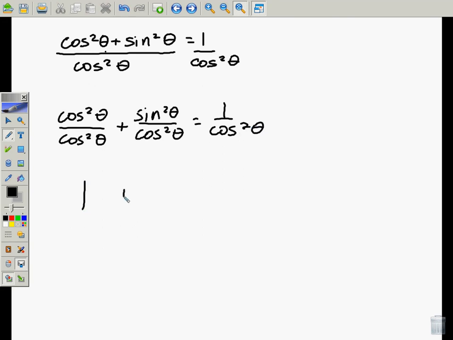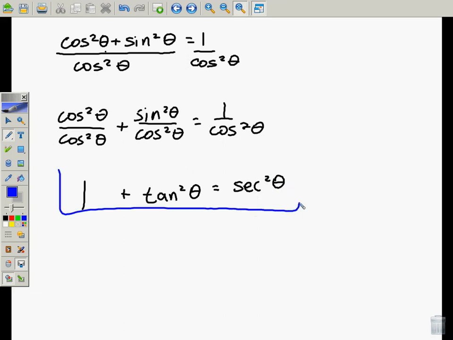Plus, now, recall, sine over cosine was going to give me tangent. So this is really going to be tangent squared theta is equal to, remember 1 over cosine? Secant, secant squared theta. Here's another Pythagorean identity, coming out of that whole concept that x squared plus y squared is equal to r squared.